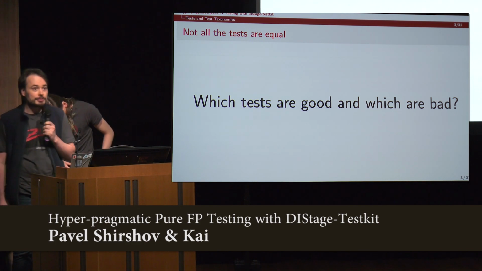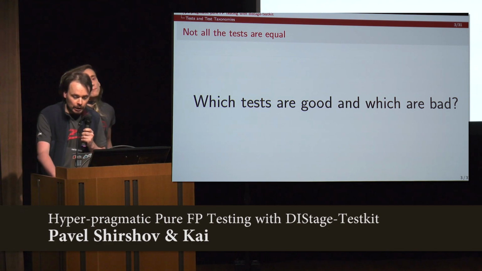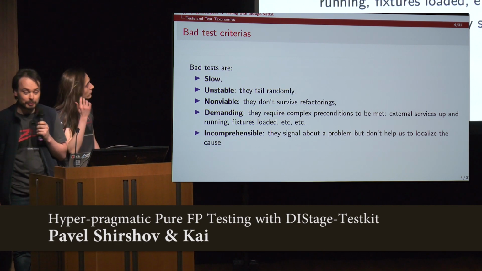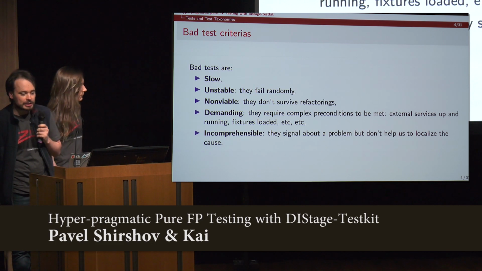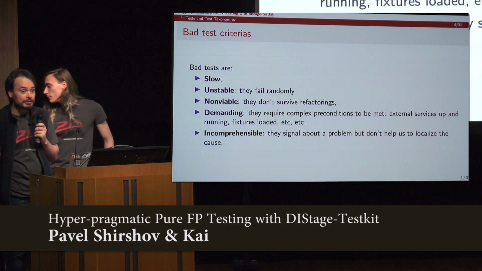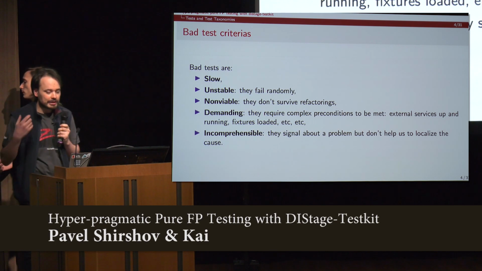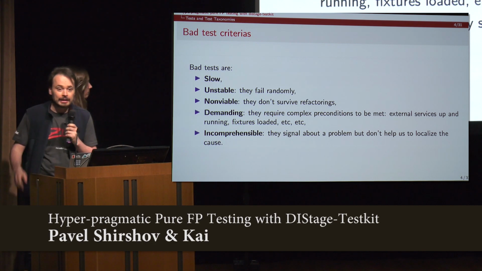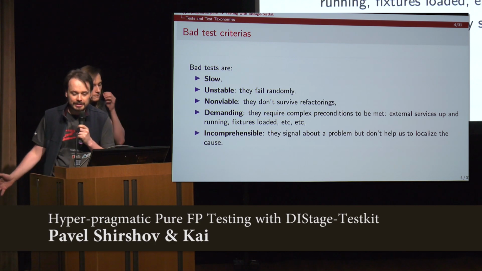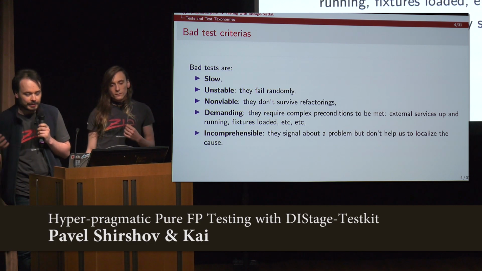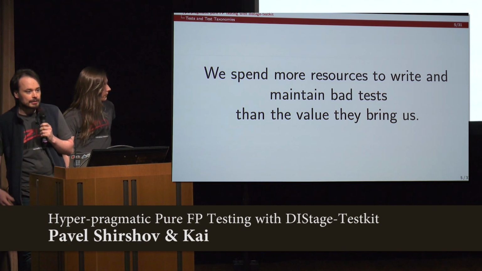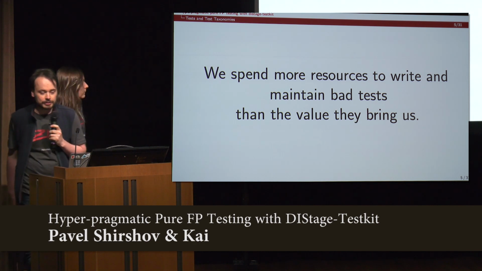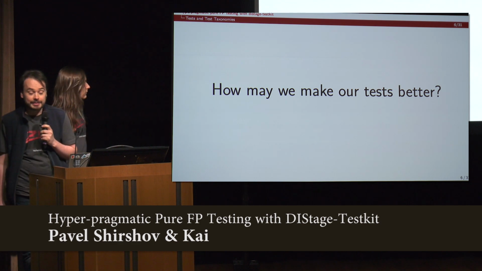And surprisingly, it's not so easy to give a formal answer to this question. But we may define several criteria for bad tests. So we may say that slow tests are bad. Unstable tests which fail randomly are bad. Non-viable tests which do not survive refactorings are bad. Demanding tests which require complex preconditions to be met, external services up and running, fixtures loaded into databases and so on are bad. And incomprehensible tests which signal about a problem but do not help us to localize it are bad. So we may say, still informally, that we spend more resources to write and maintain bad tests than the value they bring to us. And the question is, how may we make our tests better?